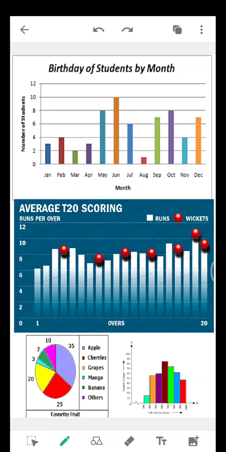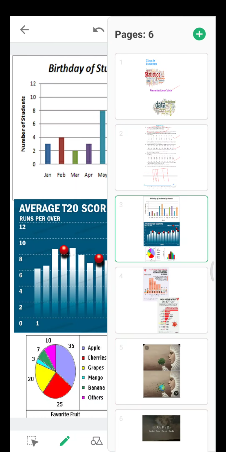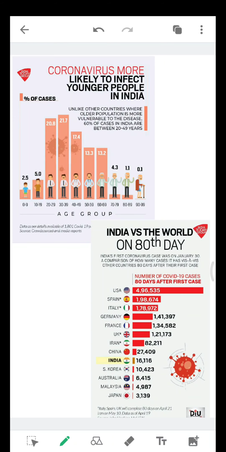This type of graphs are used in business, in schools for showing the result of students, in sports for showing the score, and in all government organizations to show different types of data. Like the recent pandemic, the pandemic which we are going through now, here you can see two examples of data representation, how they have represented data.